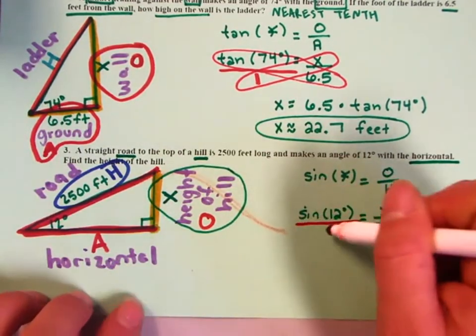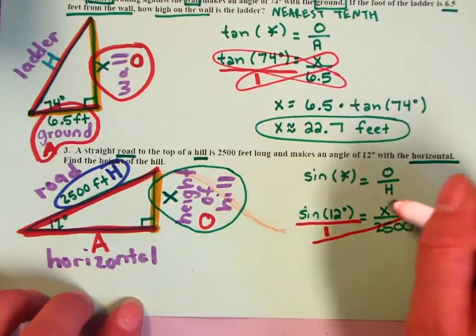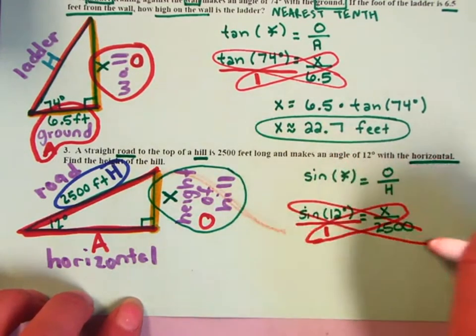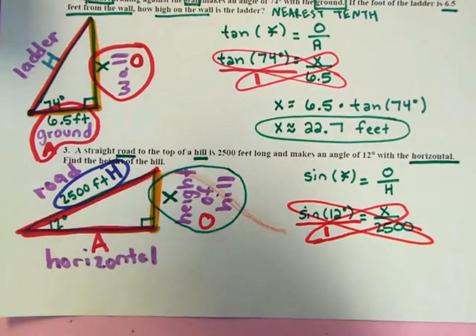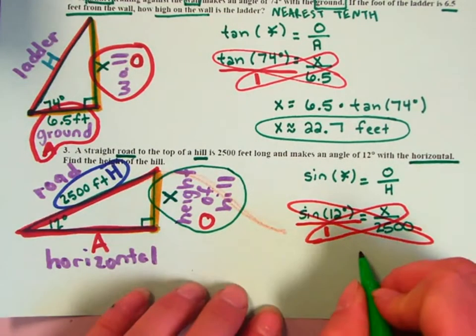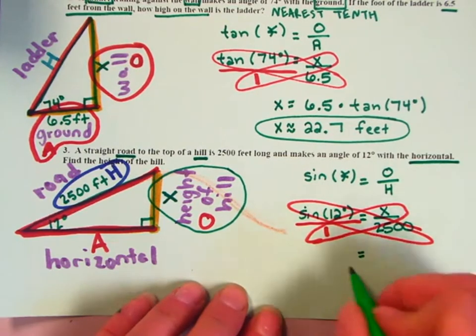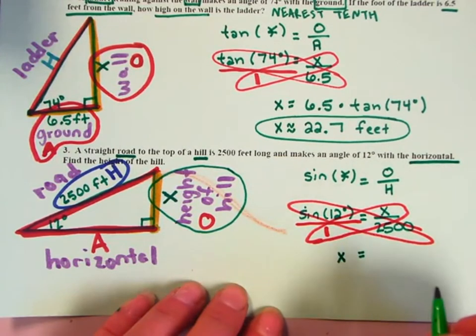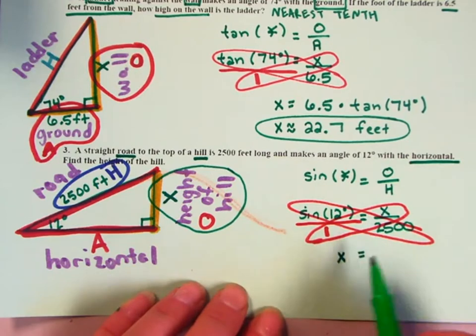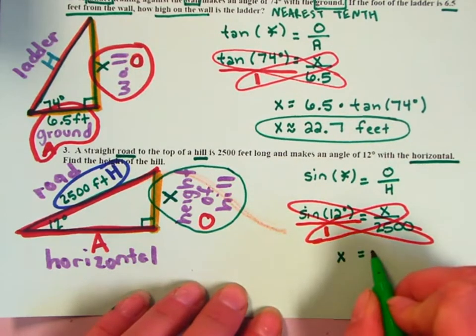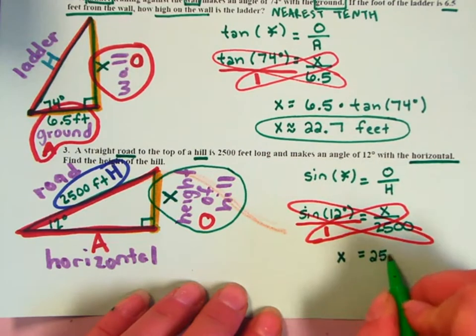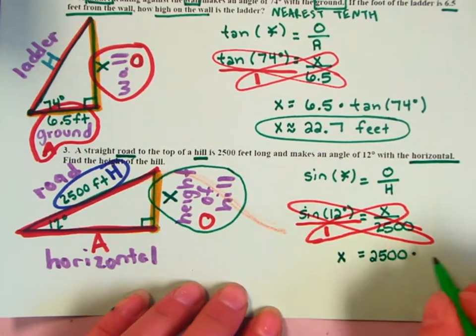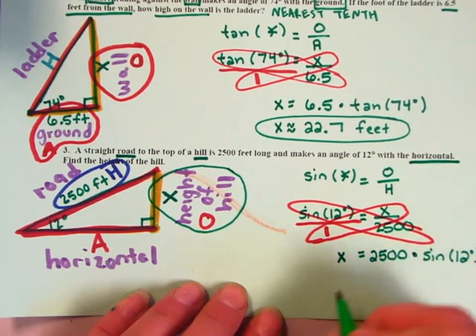The easiest way to do this is to set up a proportion. What do I need to do next? How do I solve a proportion? Cross multiply. So x, 1 times x is x. Austin, what do I have on the other side of my equation? I did 1 times x. I have to do what else? 2,500 times the sine of 12 degrees.